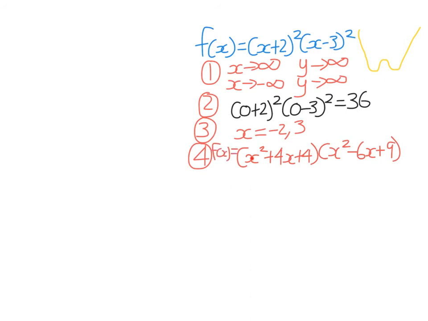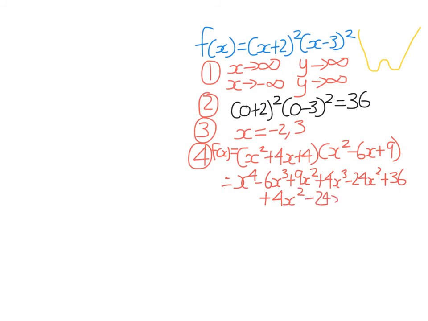Now I'm going to expand this by timesing everything in the first bracket by everything in the second bracket. Timesing everything in the second bracket by x², I have this. Then I'm going to do the same to the others: everything in the second bracket by 4x, and then everything in the second bracket by 4. So I got 4x² − 24x + 36.